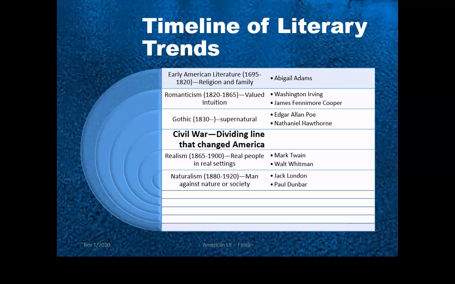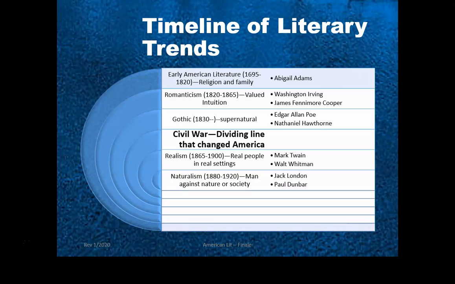Concurrent with Romanticism was the subcategory called Gothic, which started about 1830, and we still do a lot of Gothic literature today. Stephen King would be a primary example, and it is primarily concerned with supernatural events. The authors that we read were Edgar Allan Poe and Nathaniel Hawthorne.